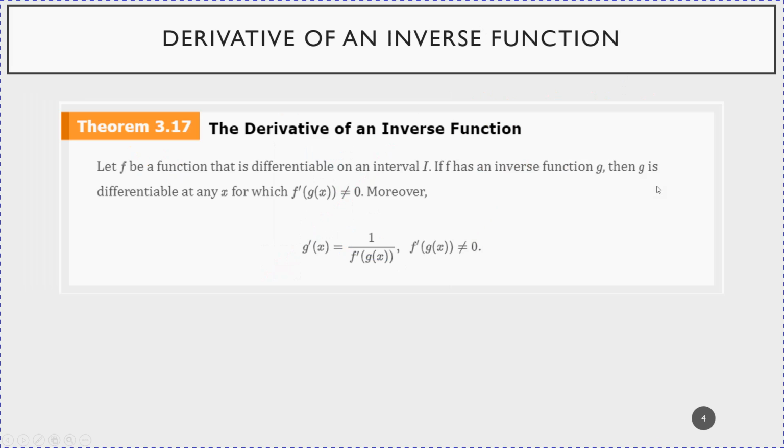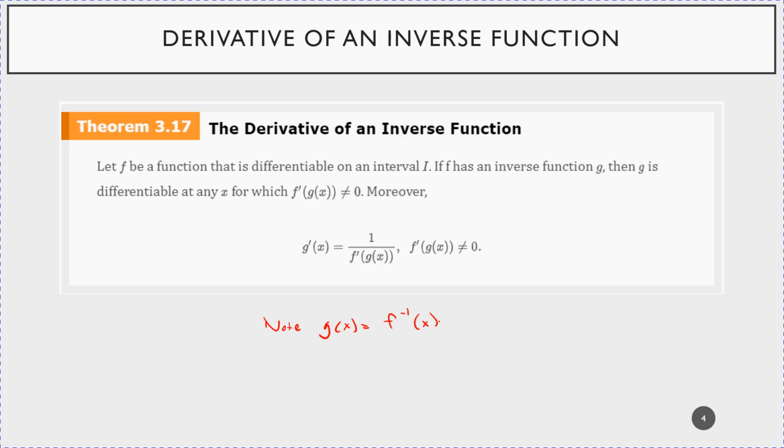Here's the formula we're going to work with initially: the derivative of an inverse function. Let f be a function that is differentiable on an open interval I. If f has an inverse function g, just to note here, this g is the inverse function. So instead of calling it f inverse, we're saying g of x is equal to f inverse of x. Then this function g, the inverse function, is differentiable for any x for which f prime evaluated at g of x is not equal to 0.